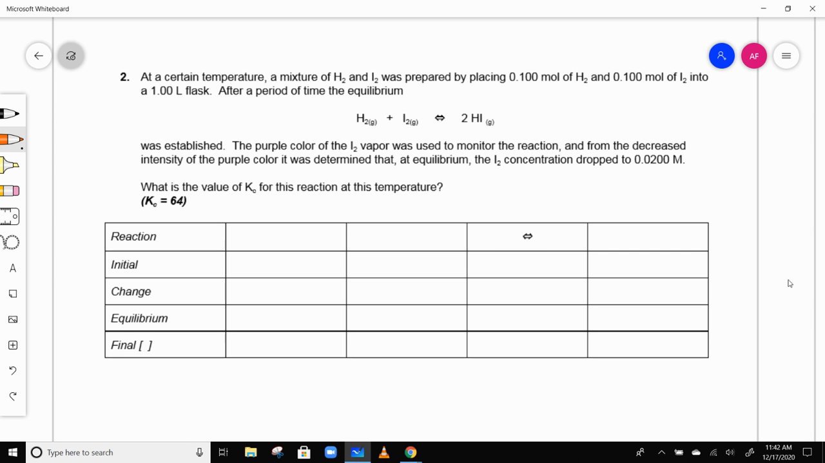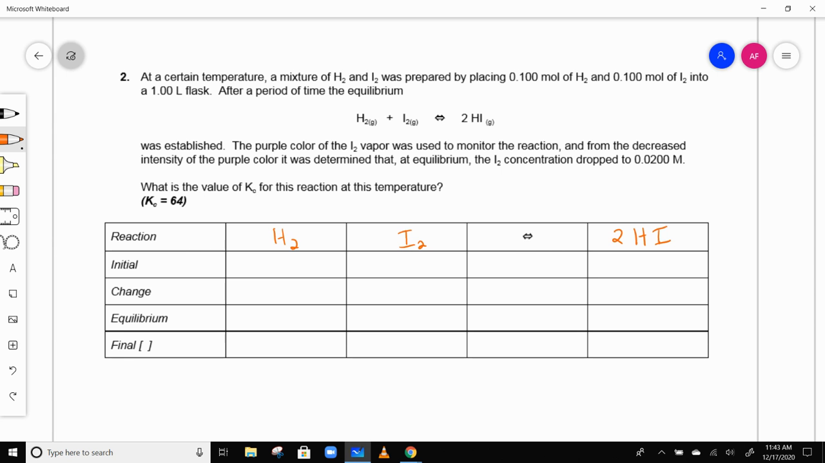So we're going to use these things called Rice tables to figure out what the final concentrations of the reactants and products are once a reaction reaches equilibrium. It's called Rice because it's R-I-C-E: reaction, initial, change, equilibrium. And then I have the answers down at the bottom. I added an F at the bottom, Rice F, but you don't really need to add the F. So here the reaction is H2 plus I2 is in equilibrium with 2HI.